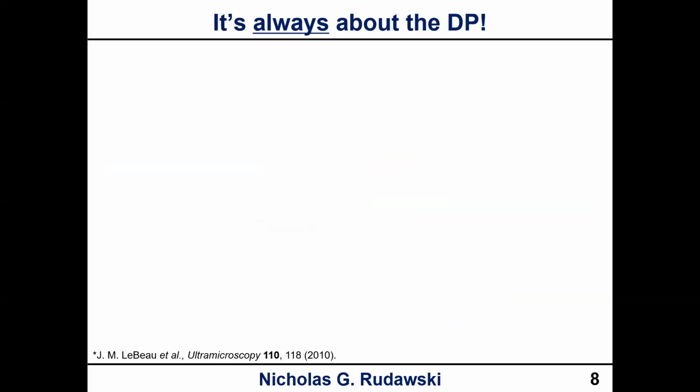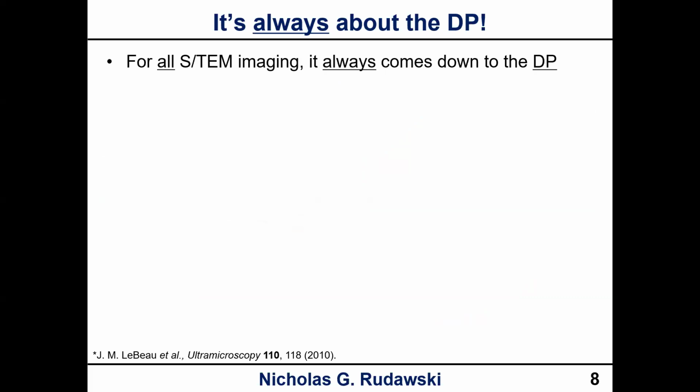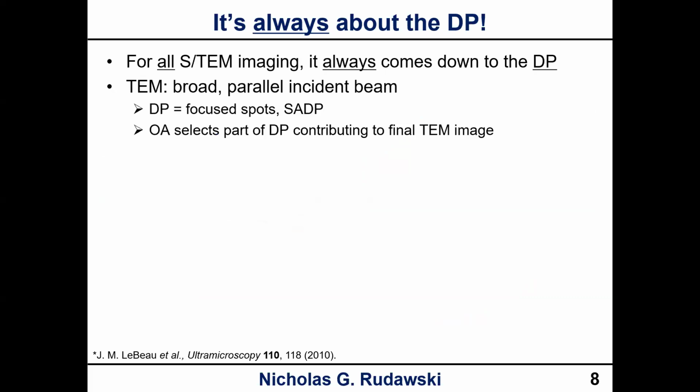Okay, so no matter whether we're talking about TEM or STEM, it's always about the DP when we're talking about the images that we form. So it all comes down to the DP. In TEM mode, we're getting focused spots in the DP, which we usually call the selected area diffraction pattern. We use the objective aperture to select the part of the DP that contributes to the final image.